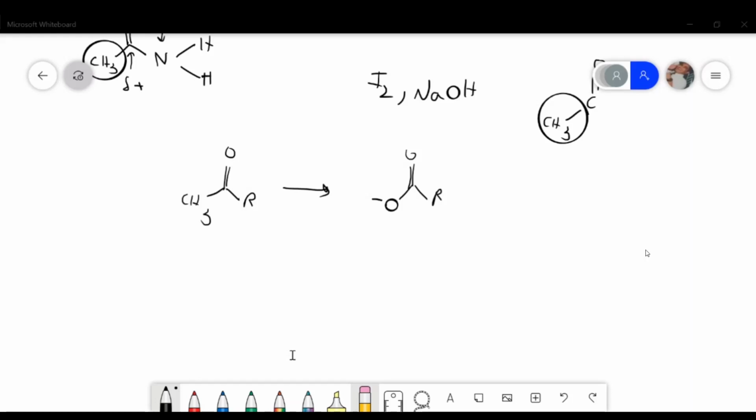It means that whenever we have a group that's capable of delocalizing an electron pair, and our delta positive carbon is less electron deficient, certain reactions that could happen before can no longer happen now. And that's exactly why the iodoform test doesn't work with amides.